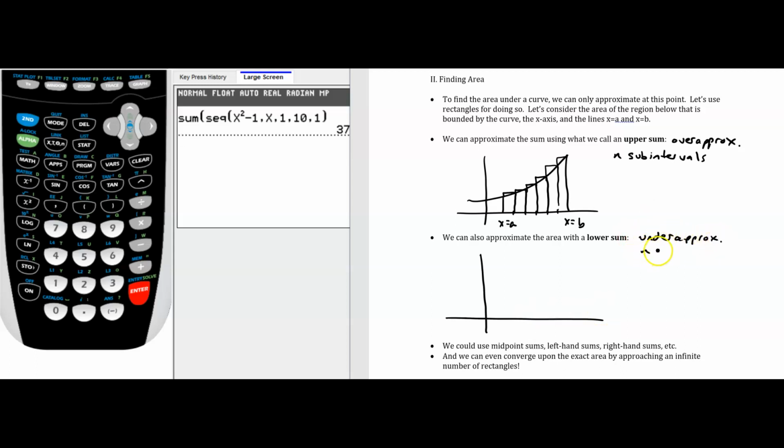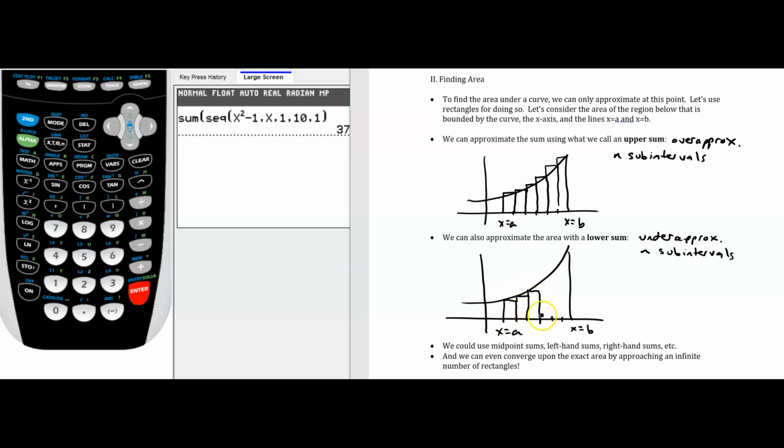And again, the idea is, let's find the area of n rectangles. So I've got n subintervals. So let's say there's my region, and I've got x equals a, and we're going up to x equals b. Okay, so we've got these regions, and this time if we're going to find a lower sum, I want to look on the first interval and say, okay, well, I'm going to use the lowest y value on that interval as the height of my rectangle. I'm going to use the lowest y value as the height.